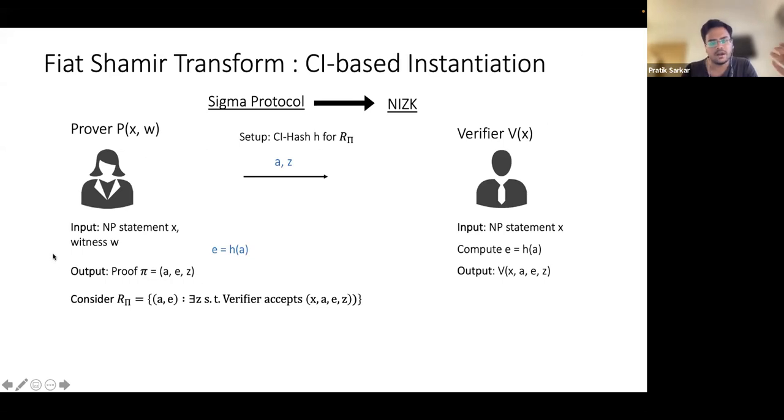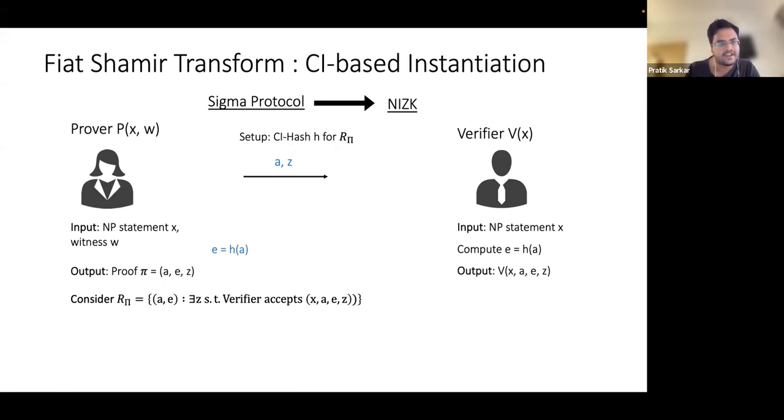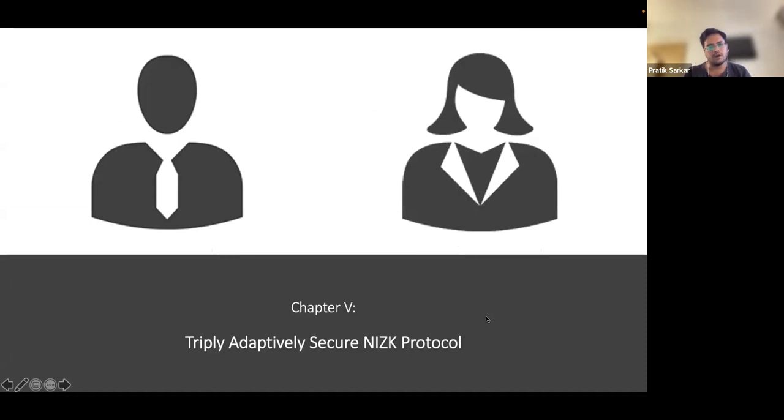So now we can replace the previous hash function with a CI hash for relation R pi, where R pi consists of A comma E such that there exists a Z where the verifier accepts X, A, E, and Z. So this is the correlation intractable hash function. And this is very standard from the CI based literature. And this NIZK again has to satisfy correctness and soundness. But here in the zero knowledge setting, we assume that the simulator samples the hash function in the ideal world. Now that was prelims for Fiat-Shamir.